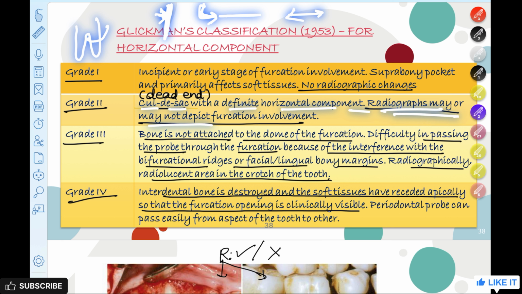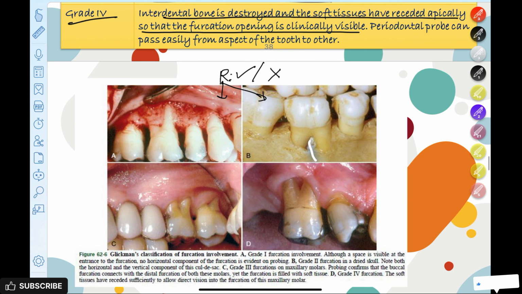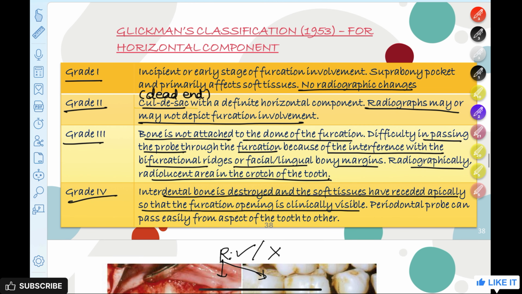Radiographs may or may not depict furcation involvement. As you can see, you can insert the Nabers probe inside this. You can't insert it in this, but you can insert it in this. So this is grade 2 furcation.